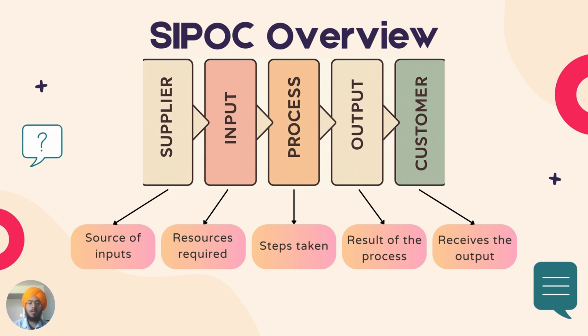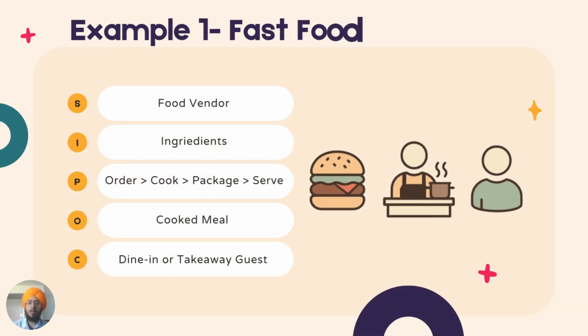When we line these up in a table, we get a clear view of the entire process life cycle. Think of it as a roadmap that helps everyone stay aligned during the project life cycle. Next, we'll move towards the examples.